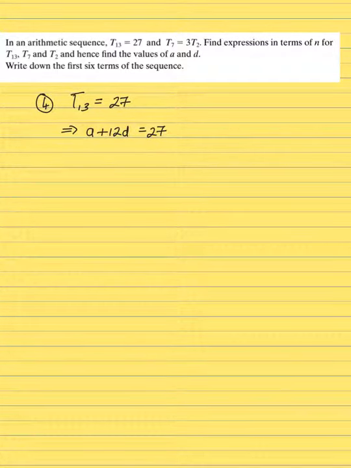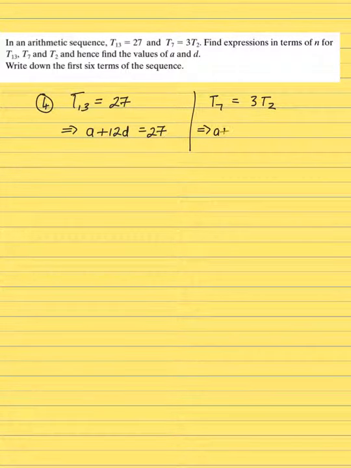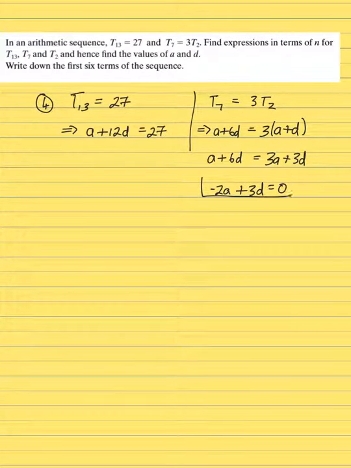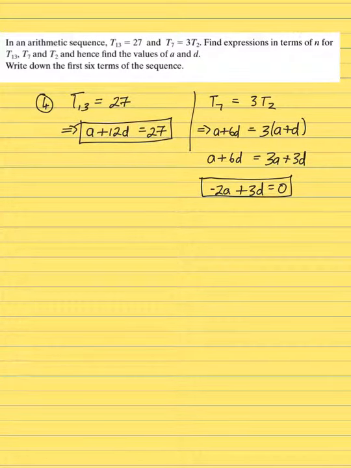We found expressions for t2 and t7 already, and we also know that t7 is equal to 3 times t2. So this means that a plus 6d, because that's the expression we found for t7, is equal to 3 times a plus d. Just tidying that up, we know that a plus 6d is equal to 3a plus 3d. Gathering them all together on one side, we would have minus 2a plus 3d equals 0. We now have 2 equations and 2 unknowns, so we solve them simultaneously.